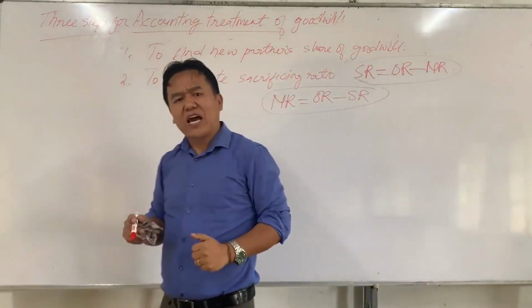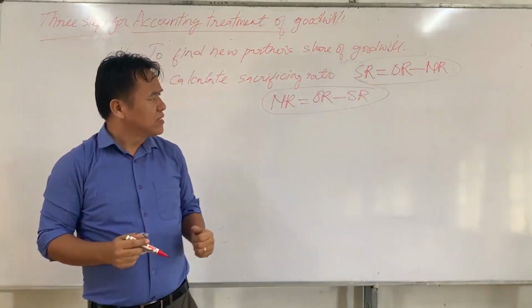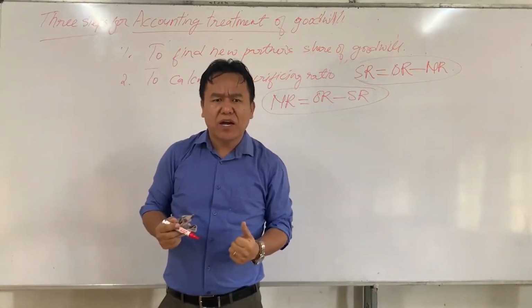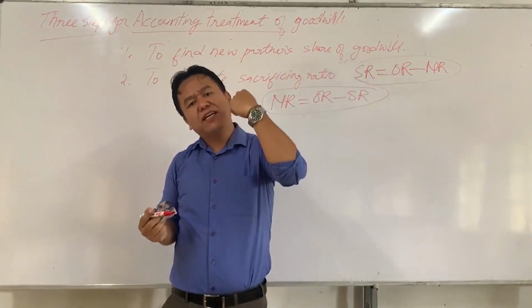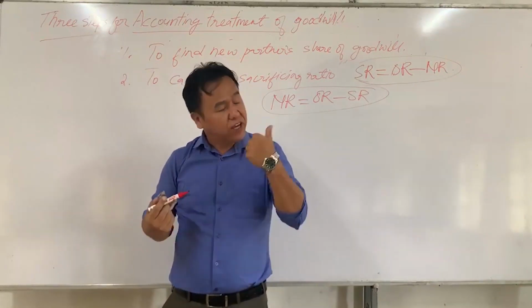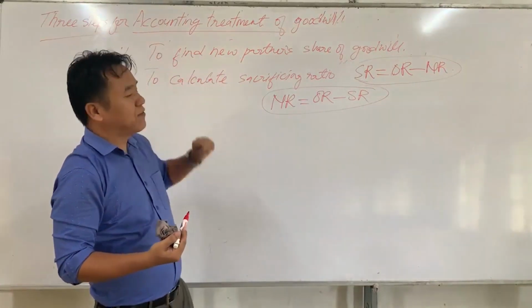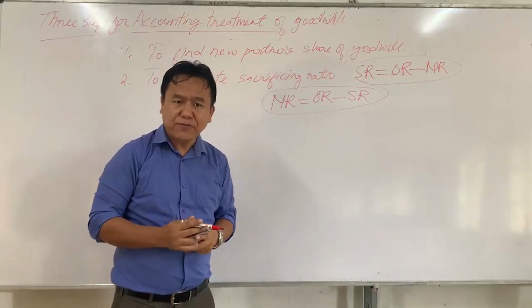Now, why do we calculate the sacrificing ratio? Since goodwill brought in by the new partner should be transferred to the sacrificing partners in their sacrificing ratio. Therefore, we have to calculate the sacrificing ratio. Is that clear for you?